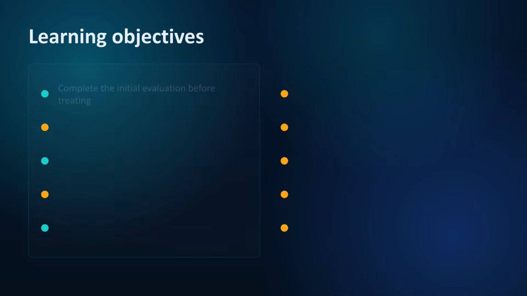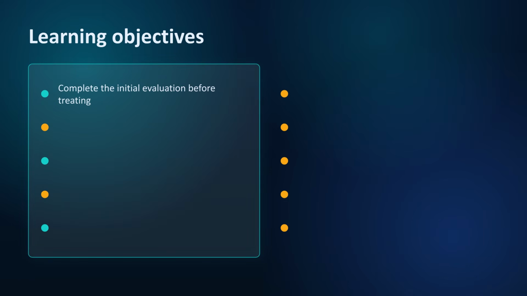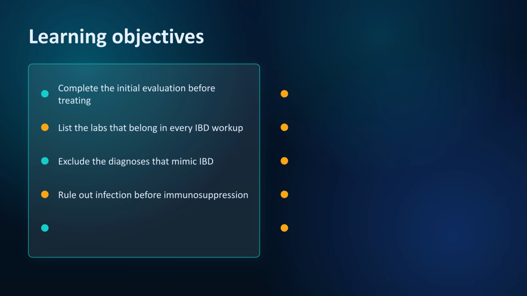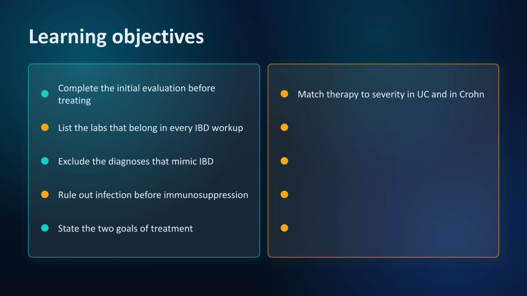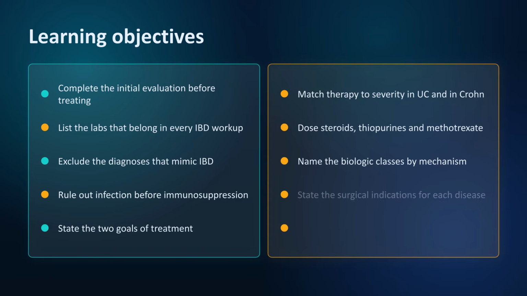Here's what to take away. First, complete the initial evaluation before you treat. Know the laboratory panel. Exclude the diagnoses that mimic inflammatory bowel disease, and rule out infection before immunosuppression. Second, state the two goals of treatment, and understand what mucosal healing means. Third, match therapy to severity in both ulcerative colitis and Crohn disease, and be able to dose steroids, thiopurines, and methotrexate. Fourth, name the biologic classes by mechanism. And fifth, state the surgical indications and apply the cancer surveillance protocol. This video deliberately stops at therapy. The diagnosis was covered elsewhere.